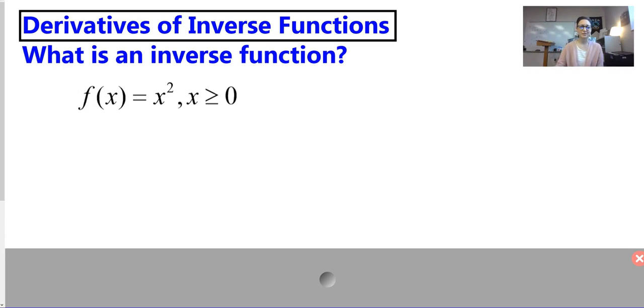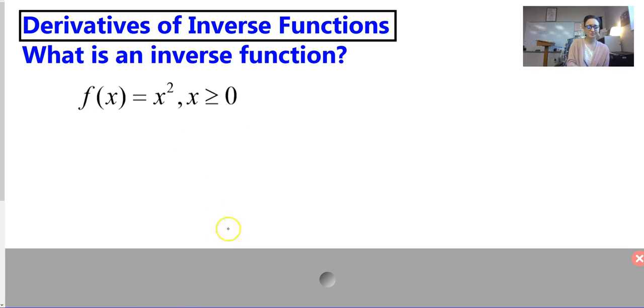So if I gave you f of x equals x squared, where x is greater than or equal to 0, and asked you to find the inverse of that, we would, again, switch our x's and y's and then solve for y. So I'm going to force a pause on your screen. Go ahead and copy the equation I have, and then we will do the algebra together.